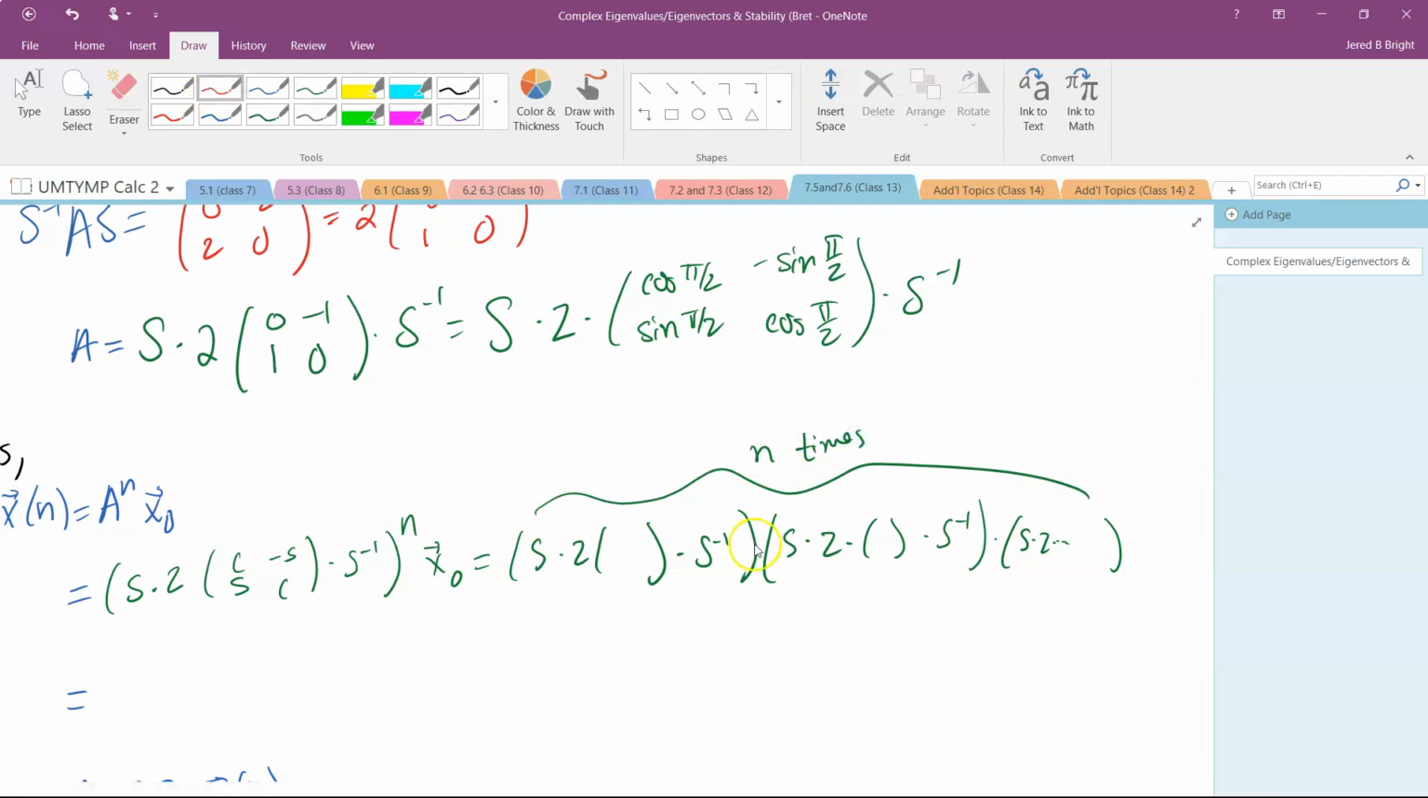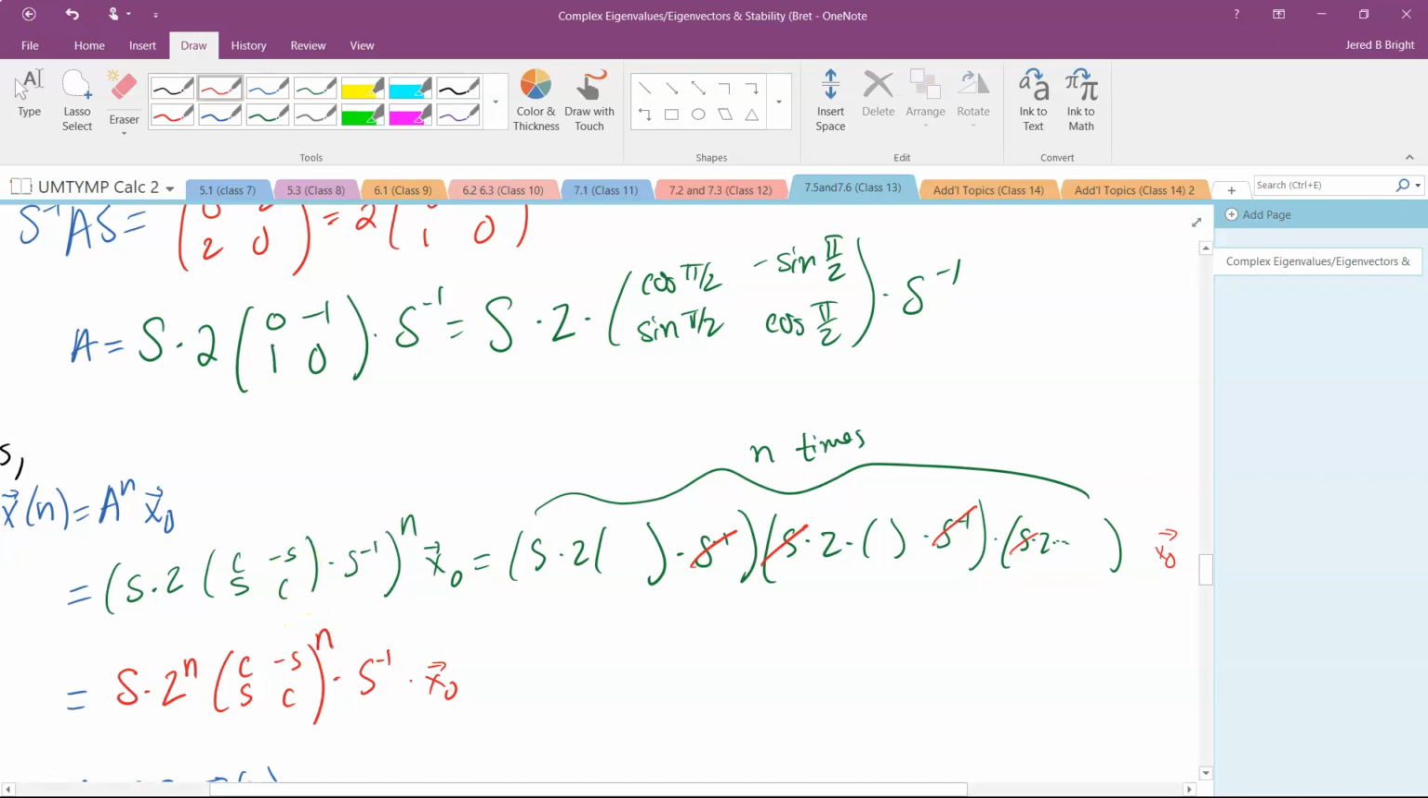But what is going to happen each time? Well, the S and the S inverse are going to cancel out, and the 2's can commute. And so all I'm going to be left with is the final S inverse. So I'm going to be left with S times 2 to the n, because those can commute, cosine sine minus sine cosine of pi over 2 times S inverse, and then I forgot about x0 at the very end here, times x0.